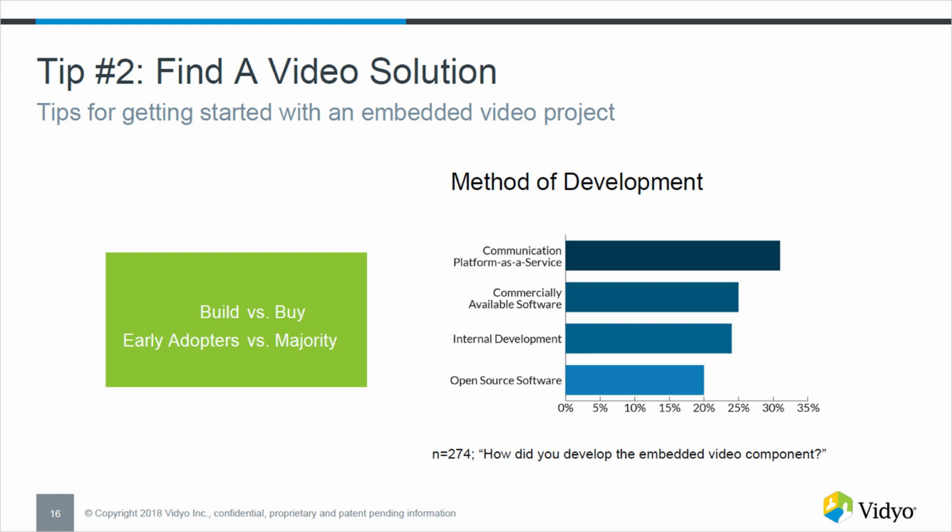When I'm talking about buying, it's using communication platform as a service, CPaaS. These are companies that build these video capabilities, provide them through an API, and allow you to do this embedding, where they take care of the video infrastructure and you take care of your use case and the business flow around it. For me, it's the difference between build versus buy.